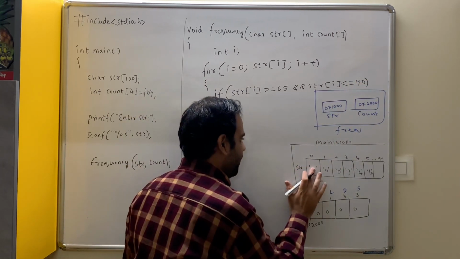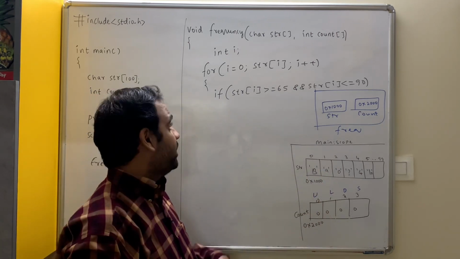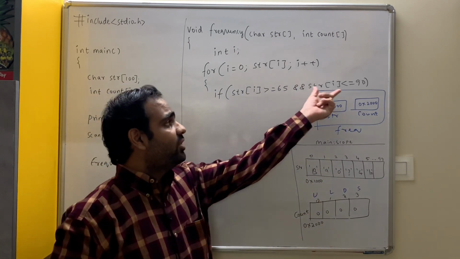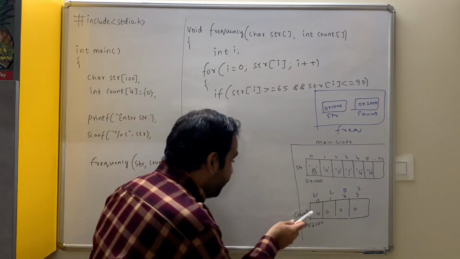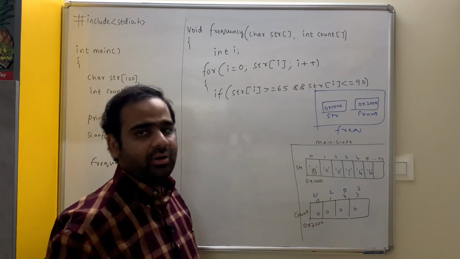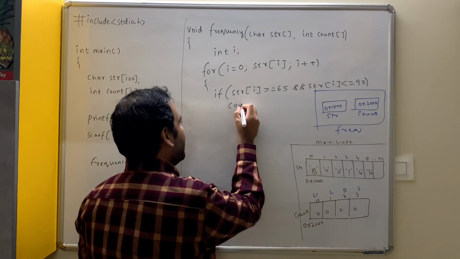Assume that it is uppercase B. Now what is uppercase B? It is 66, greater than or equal to 65, yes, less than or equal to 90, yes, that means it is uppercase. Now which index represents uppercase for us? 0. You can represent any index of your choice. Hence what do I write here?